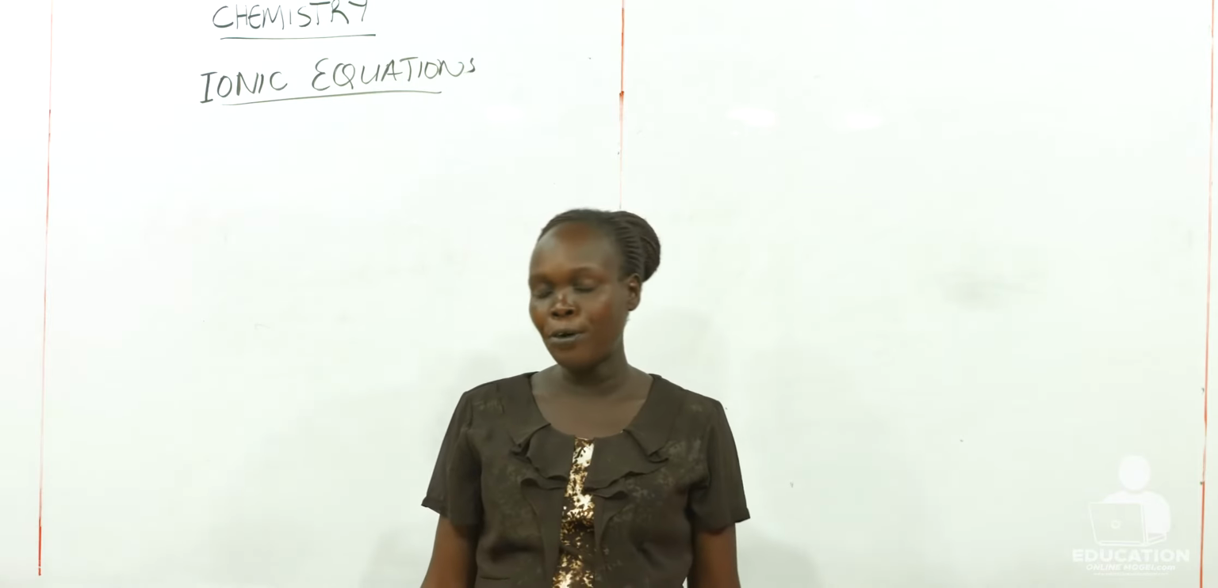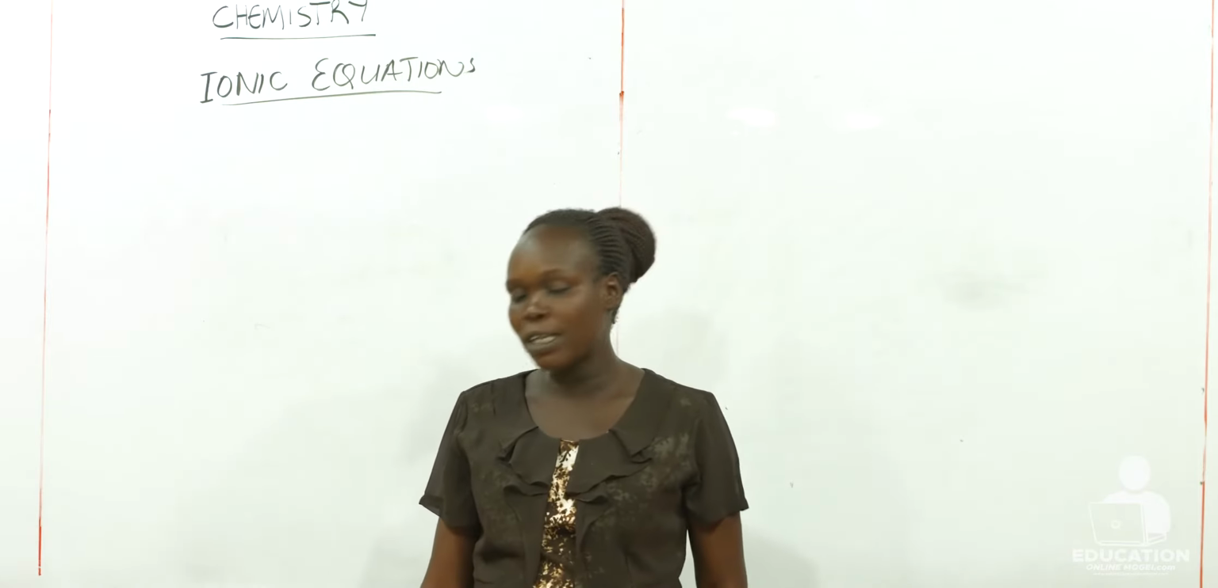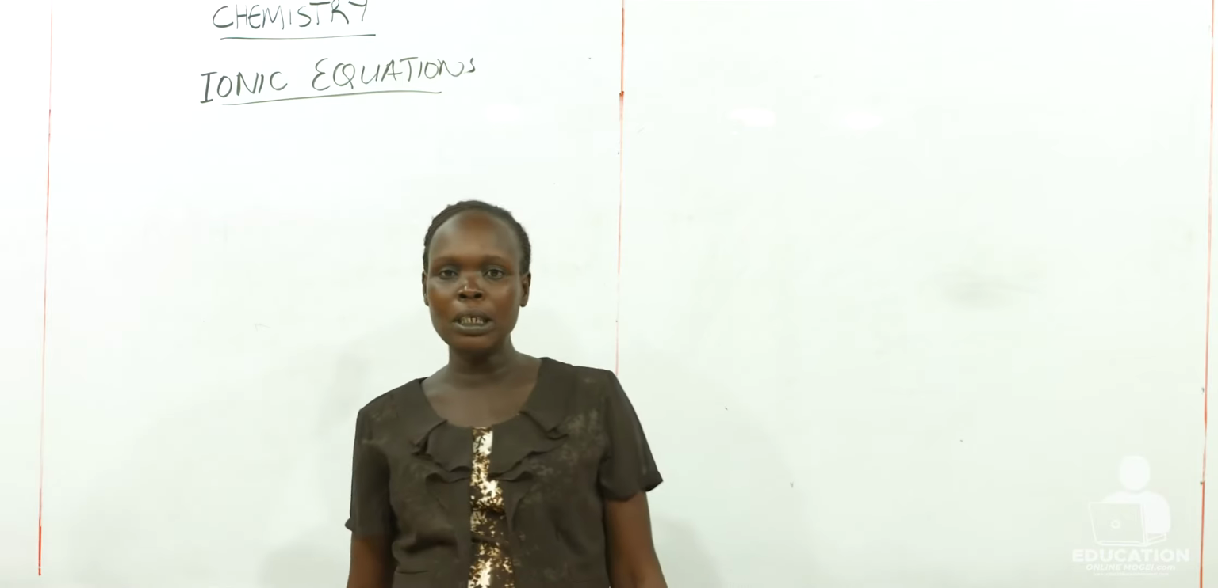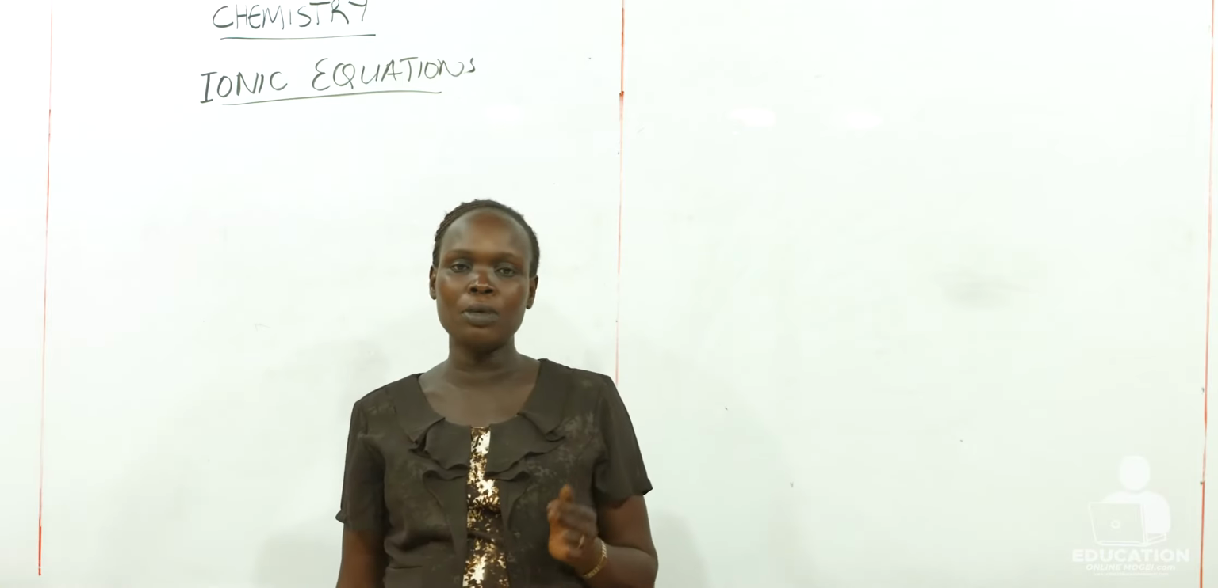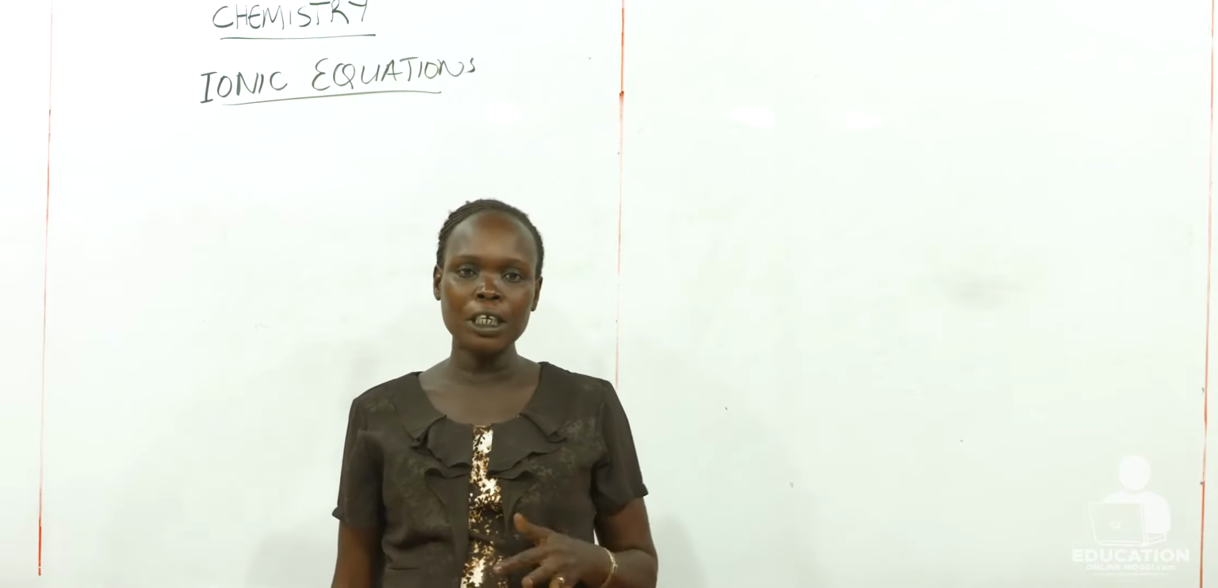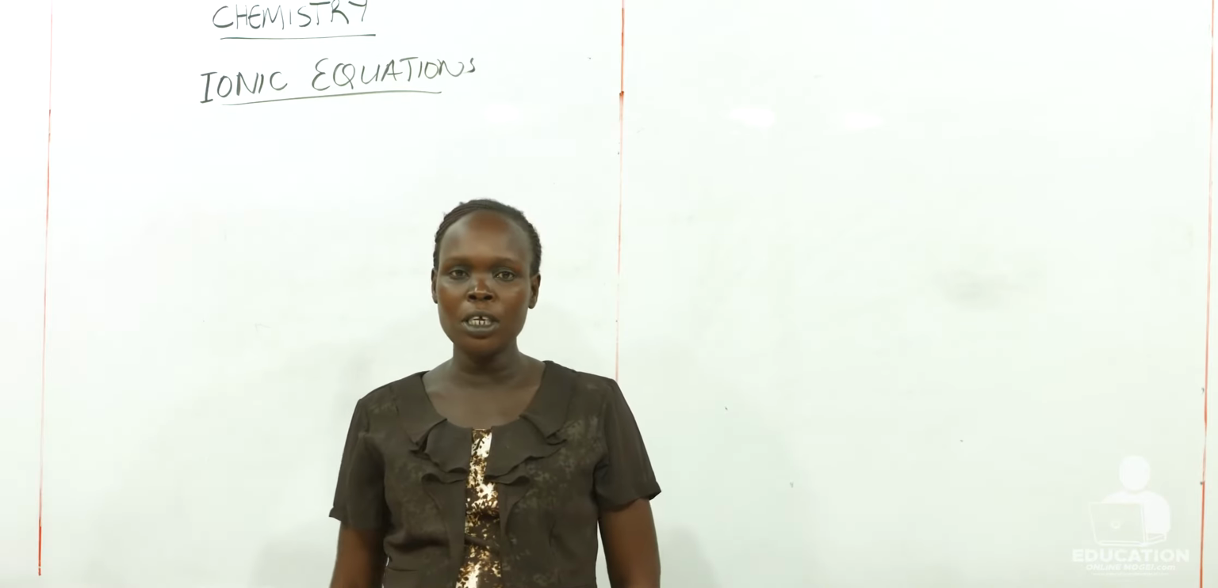The subject is chemistry and our topic is Ionic Equation, and this topic is for senior 3 and 4. If you are saying ionic equation, it means there is a full chemical equation that you have written already. So you need to know the ionic equation.